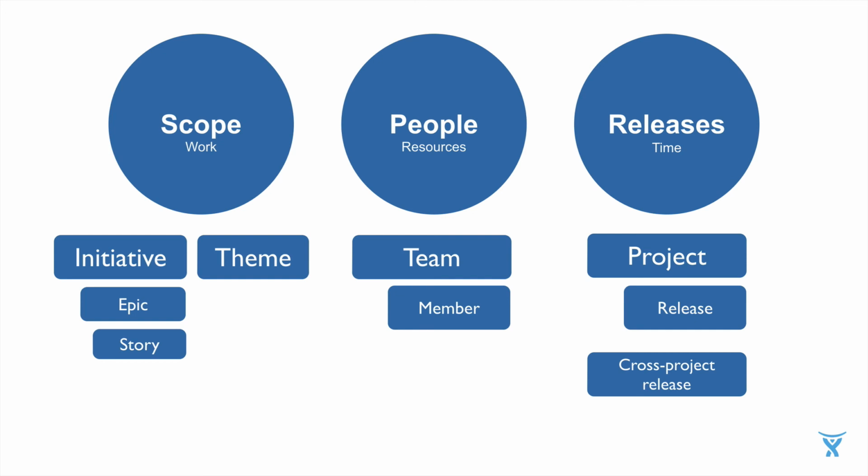So summing things up, Portfolio is structured around the iron triangle of planning: scope, people, and releases. The scope section is structured around the configurable issue hierarchy. People define teams and a team's members as well as their availability. And finally, we've got the dimension of time in releases, in project-specific releases, as well as cross-project.